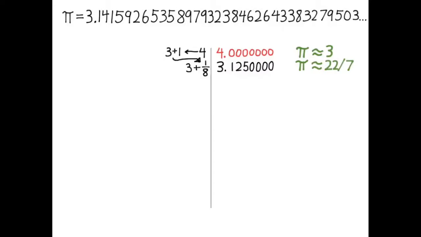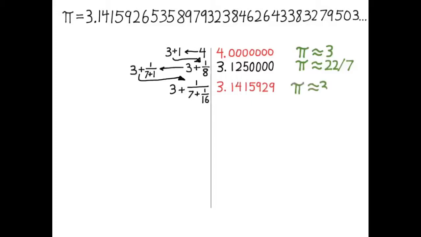Next, we split the 8 into 7 plus 1 and rewrite the 1 as 1 over 1. Then we count up the new denominator until we exceed pi. Beep, beep, beep, beep, beep, beep, beep, beep, beep, beep, beep, beep, beep, beep, beep. We choose the rational approximation closer to pi, and then we split the 16 into 15 plus 1.